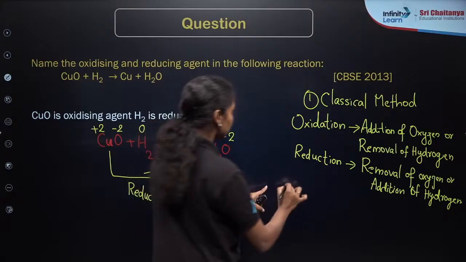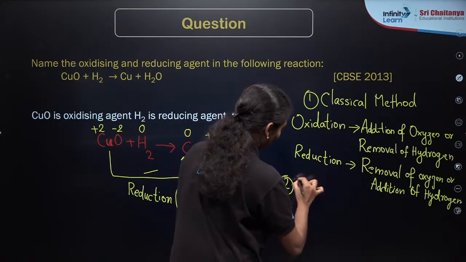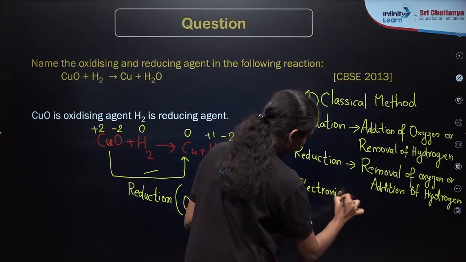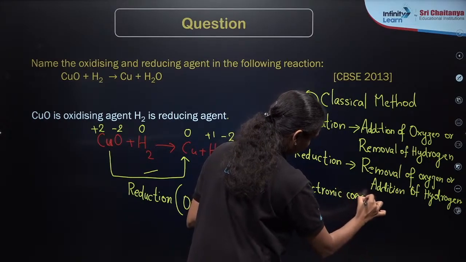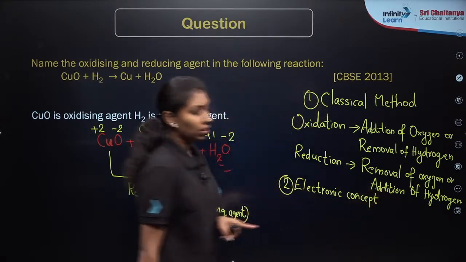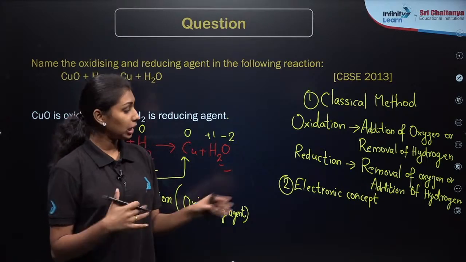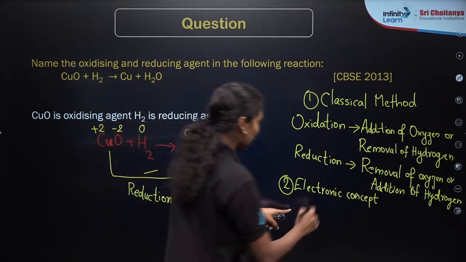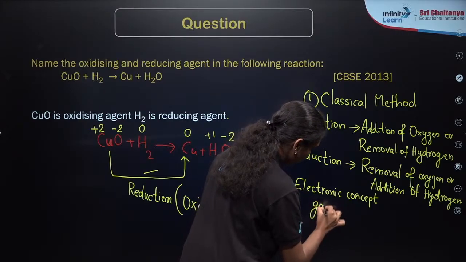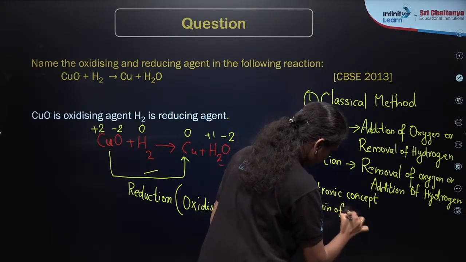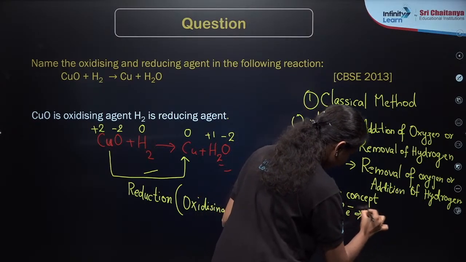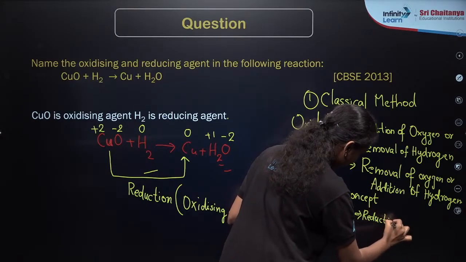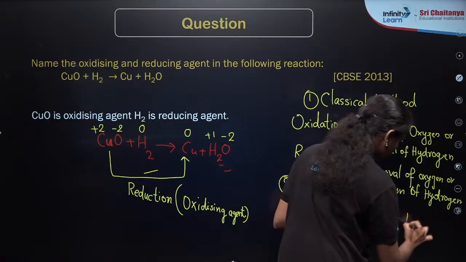Now the second method is known as the electronic concept, right? Do you have any idea about the electronic concept? We will be explaining oxidation reduction in terms of either loss of electrons or gain of electrons, right? So if it is happening the gain of electron, it will be known as reduction. Then if it is losing electron, that is known as the oxidation.